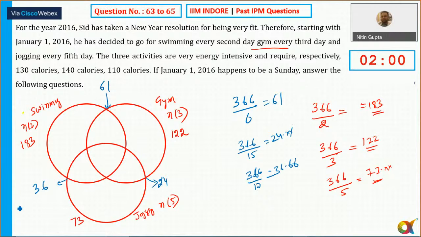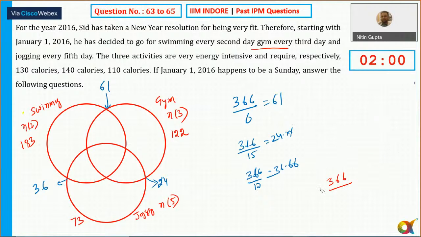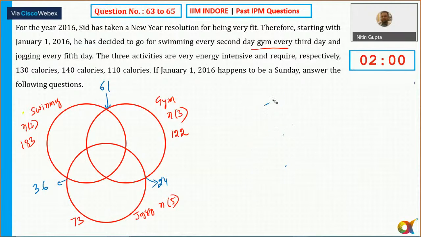Now, on how many days did he do all 3 activities? All 3 activities means the number should be a multiple of 2 as well as 3 as well as 5. So the LCM of 2, 3 and 5 is 30. Dividing 366 by 30 gives 12 point something. So there are 12 days which are common.